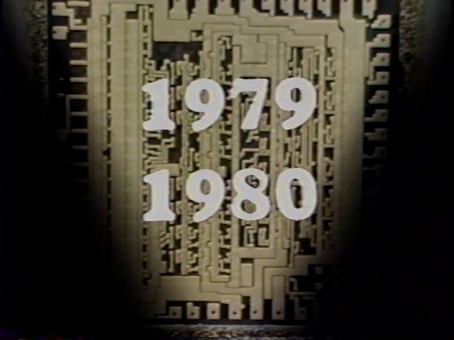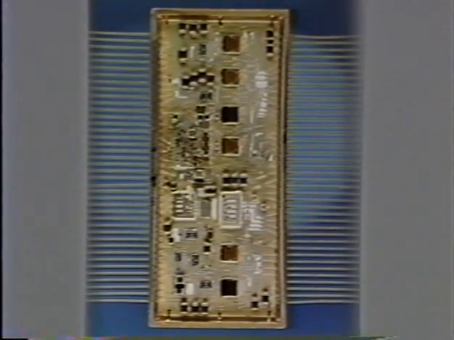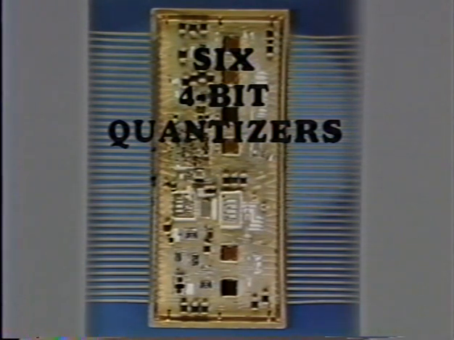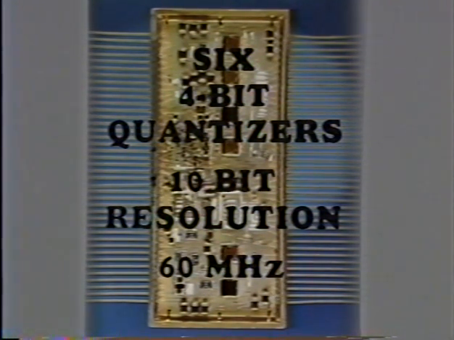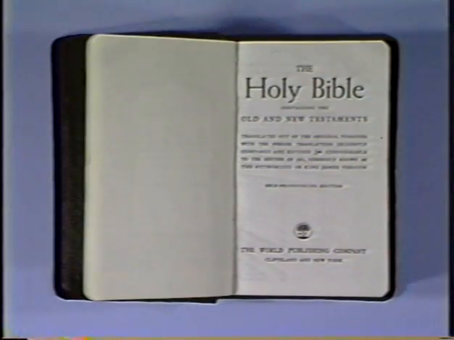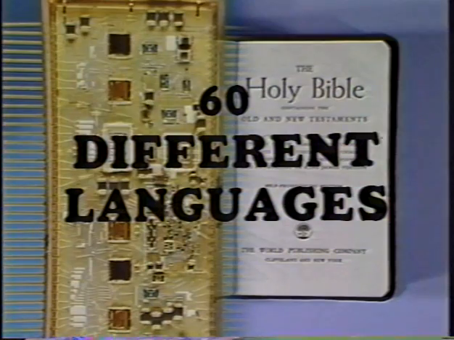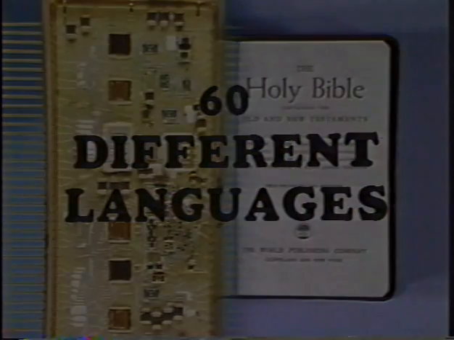The next application of the 4-bit quantizer chip was during 1979 and 1980. A 10-bit converter was developed using 6 4-bit quantizer chips. Operating with full 10-bit resolution, the converter encodes at 60 megahertz. At this rate, the entire King James Version of the Bible could be converted into 60 different languages in 1 second.